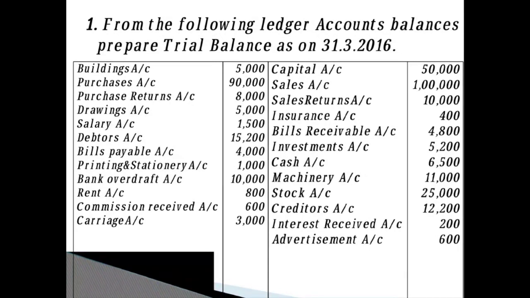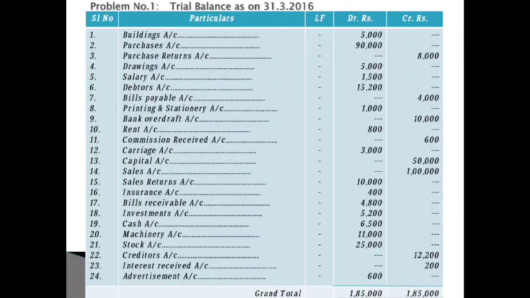Okay, now the first one they have given is the building account. Building is an asset, which you have to show as a debit balance here. Building means asset. So the 5,000 asset you are having shows a debit balance. See, this is how you are going to prepare your trial balance.